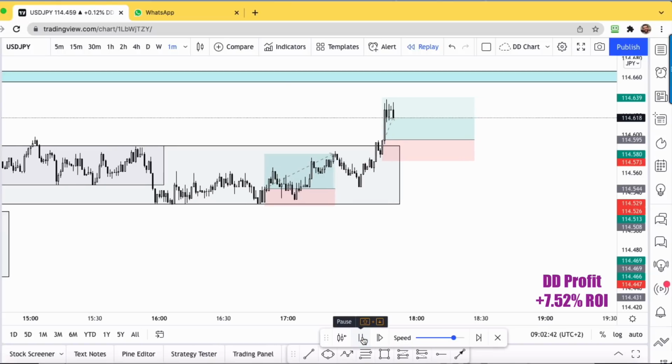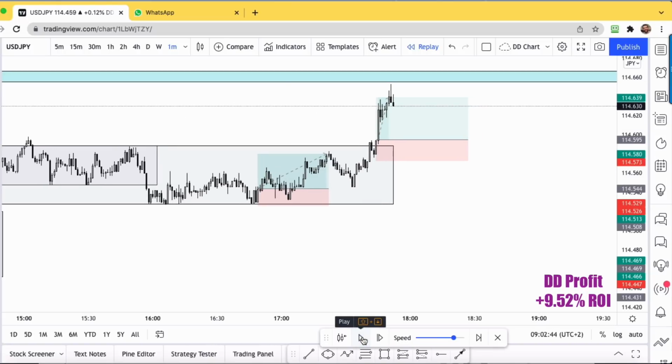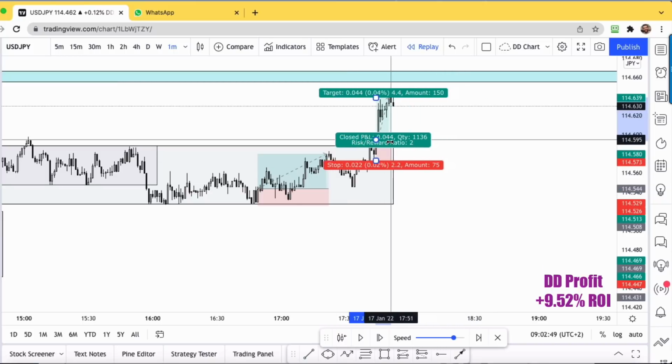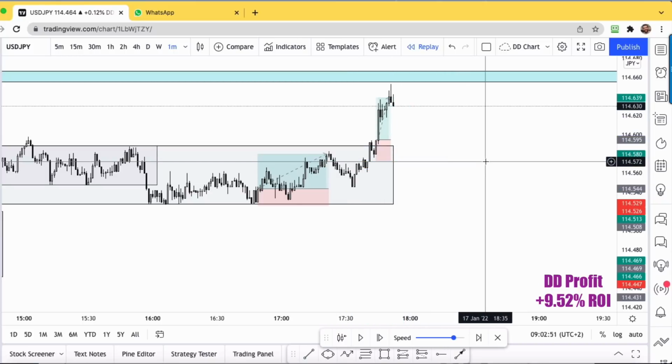Whoa. Yeah. Okay, that worked out really quick. There was definitely a lot of bullish momentum over there. And that is another 2%. Now let's see what happens.